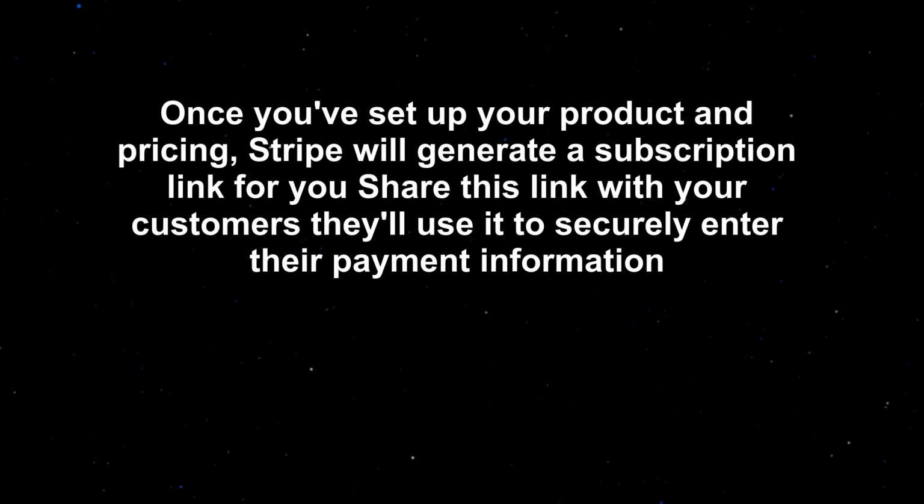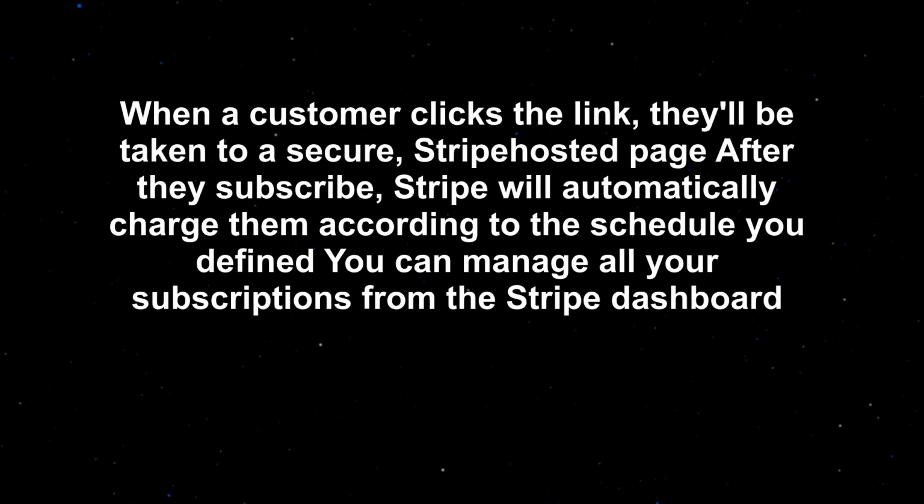Once you've set up your product and pricing, Stripe will generate a subscription link for you. Share this link with your customers. They'll use it to securely enter their payment information. When a customer clicks the link, they'll be taken to a secure, Stripe-hosted page. After they subscribe, Stripe will automatically charge them according to the schedule you define.